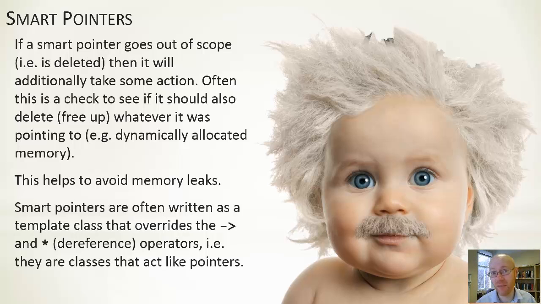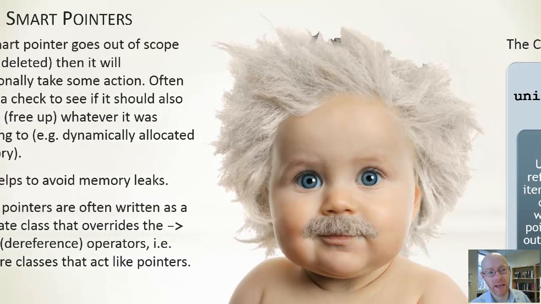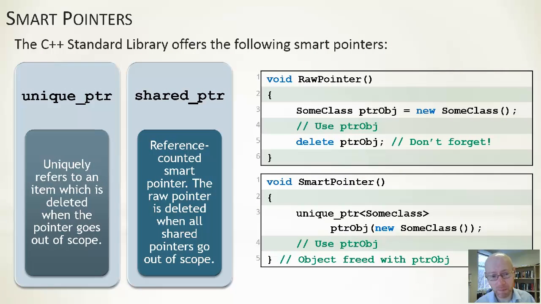If you want to write them, effectively it is a class. You're overloading things like the arrow operator and the dereferencing operator, and you're putting in a bit of additional functionality in terms of working out what you're linked to. If you ever destruct it, you take appropriate action based on that. There are a couple of built-in ones in the C++ standard library: unique pointer and shared pointer.